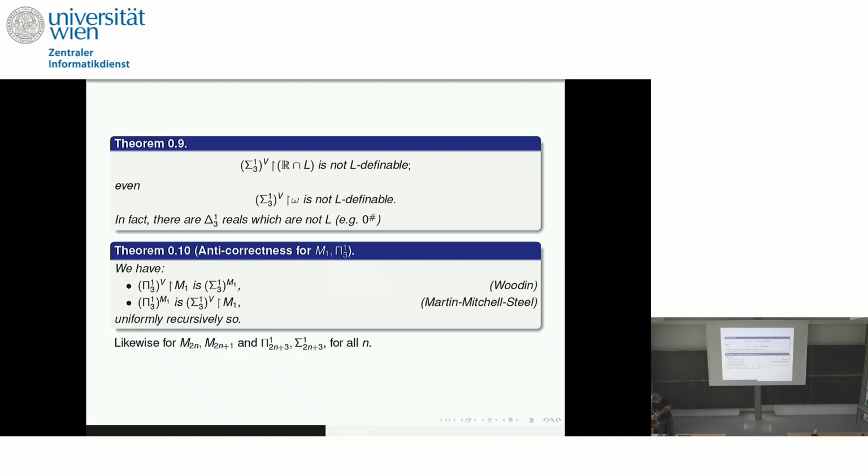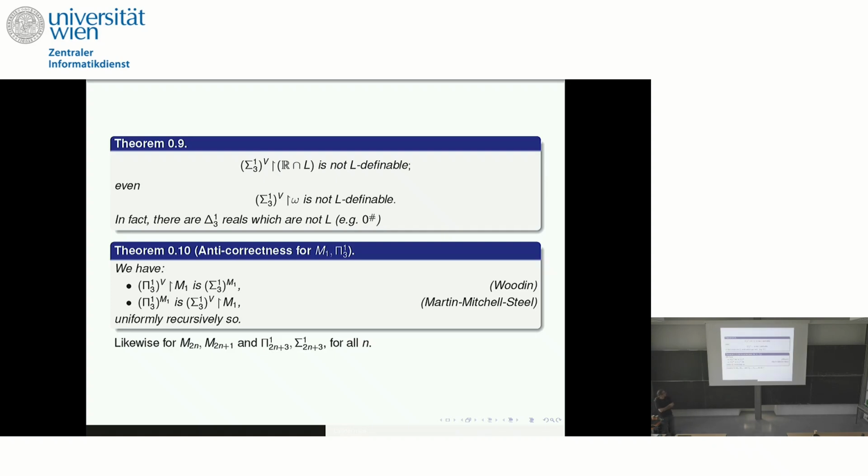So in L, as I said, L is not sigma 1 3 correct. And in fact, there's sigma 1 3 truth in V restricted to its integers which is not L definable. For example, 0 sharp is delta 1 3, which is not definable over L. But although M1 is not sigma 1 3 correct, it can compute sigma 1 3 truth, and likewise in a recursive fashion, it flips in this sort of way, just like for L omega 1 ck. So pi 1 3 over V is sigma 1 3 expressed over M1, and conversely, pi 1 3 over M1 is sigma 1 3 over V. And I'll remind you in a moment how this works.